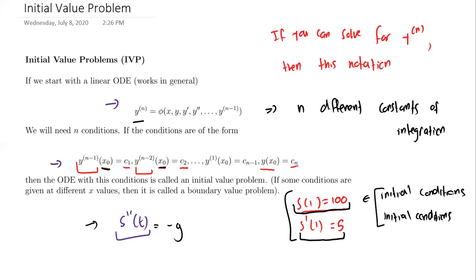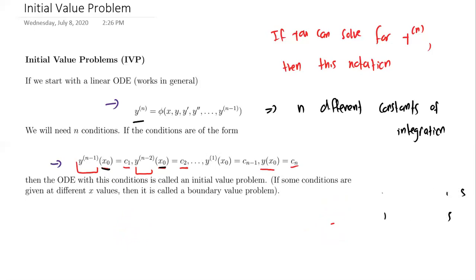If the inputs differ, so let me erase this just for space, if the inputs differ, so we're not evaluating each of these functions at the same input, so maybe this is not x naught, but some other value, say a naught, then we call this a boundary value problem. So if all the initial conditions are being evaluated at the same input, the output doesn't matter. As long as they're being evaluated at the same input, it's an initial value problem. If at least one of the inputs is different, it's a boundary value problem.